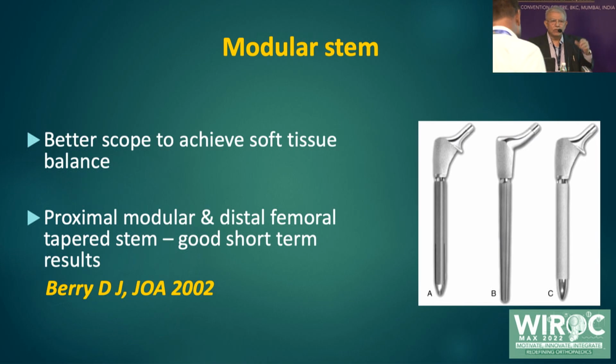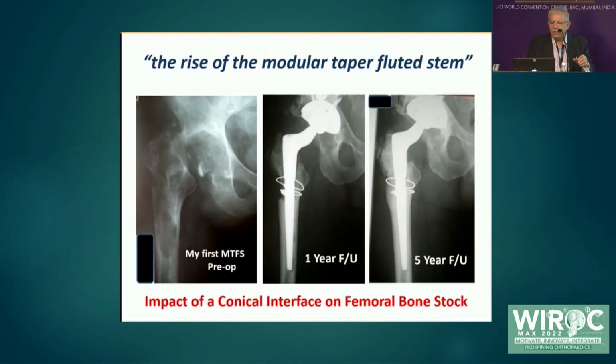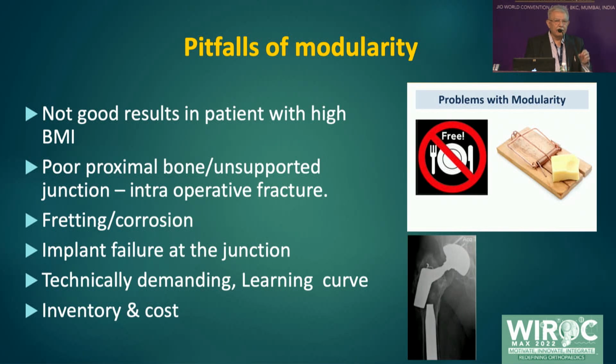And modular stems also gave good results. The literature is available, and there is better scope to achieve soft tissue balance. This was the whole idea about the modular stem, and the rise of the tapered modular fluted stem came into the picture. But nothing comes free, not a remedy, as PM Modi says. So problems are there with modularity also.